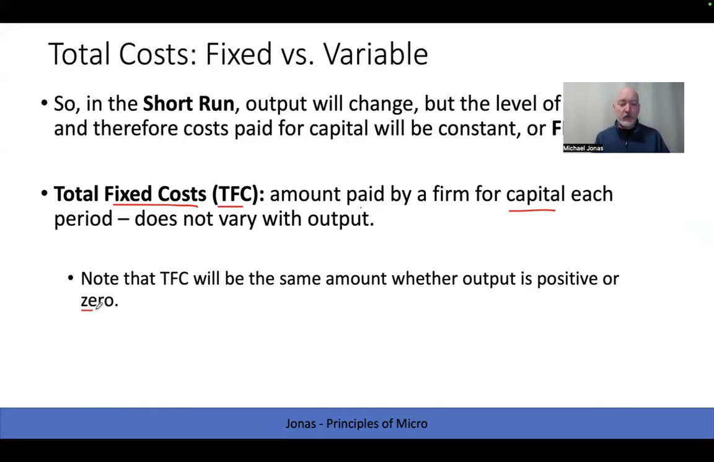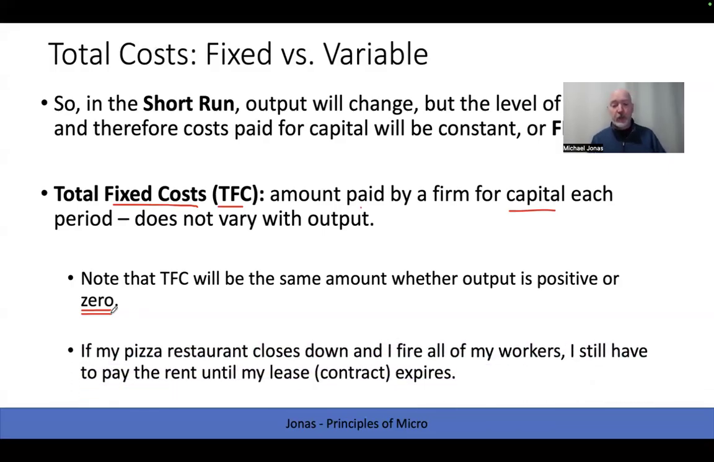And when we say costs that don't vary with output, well, that also includes when output drops to zero, right? So again, in my pizza restaurant example, if demand collapses and I go out of business, I'm still contractually obligated to pay those costs, right? I still have to pay the rent for my factory. So at zero or maximum output, doesn't matter. Those costs are going to be the same.